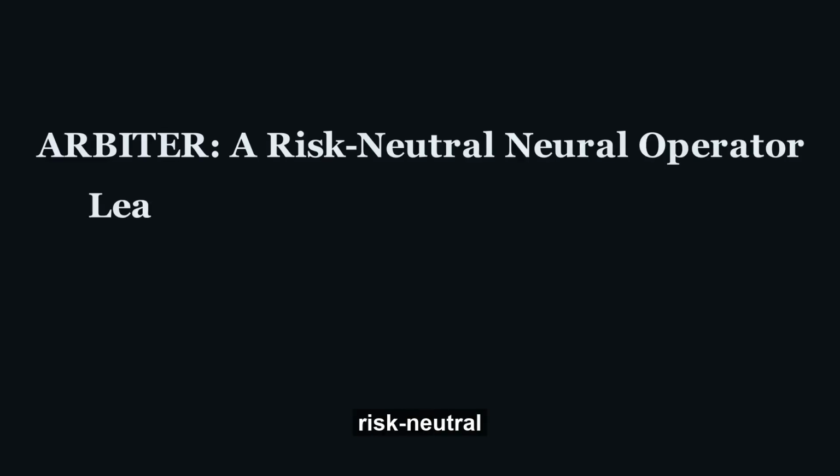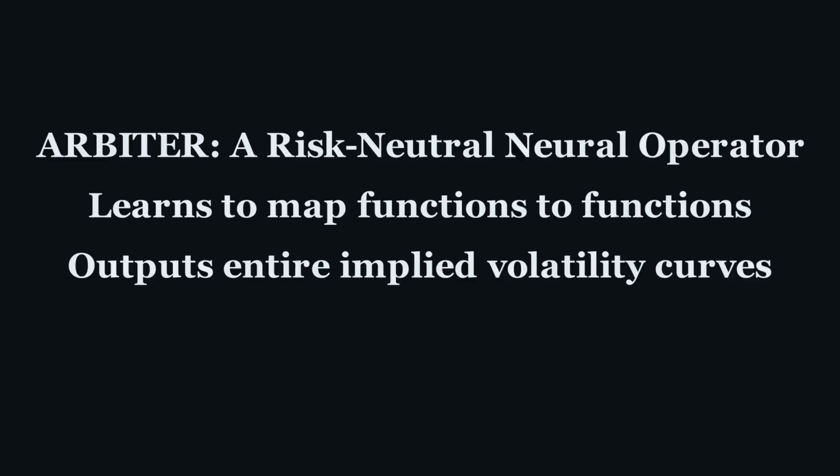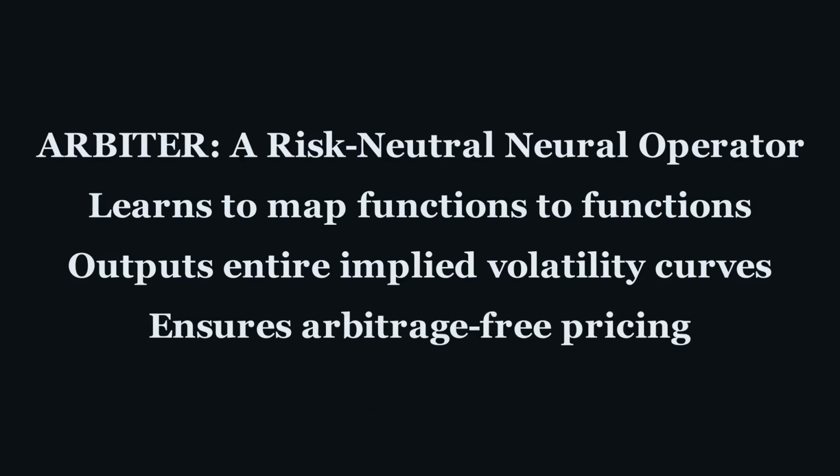Enter ARBITER, a risk-neutral neural operator. What's a neural operator? Unlike a typical neural network that learns to map inputs to specific outputs, an operator learns to map functions to functions. Imagine you want to predict an entire curve, not just a single point on it. A neural operator learns the underlying rule for generating that curve, even if the input conditions change. ARBITER takes market states and outputs entire implied volatility and variance curves, ensuring they are arbitrage-free.